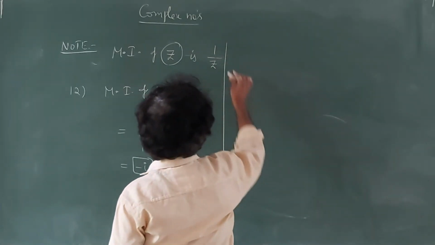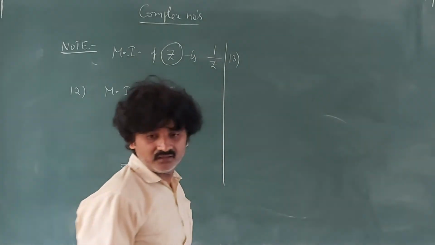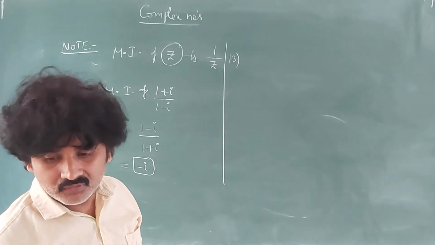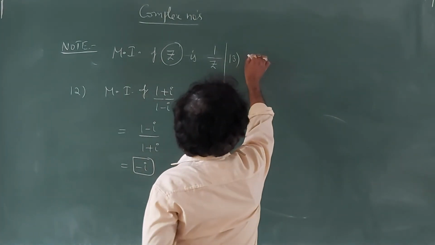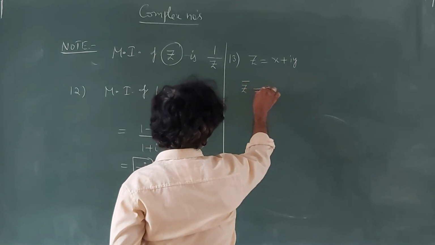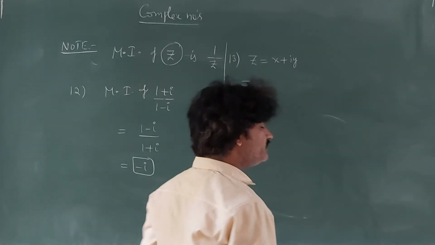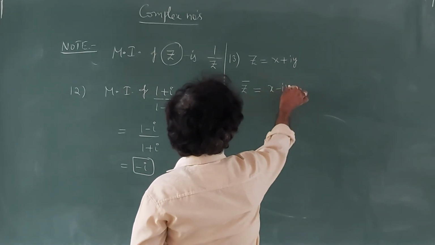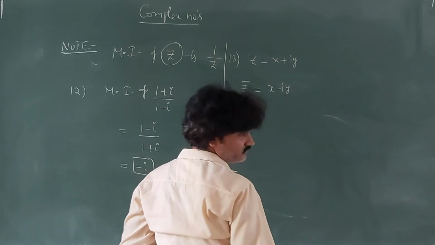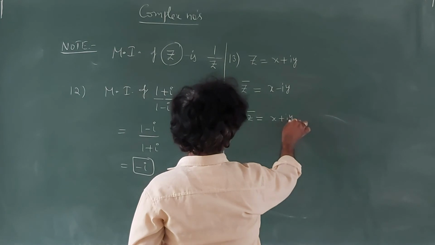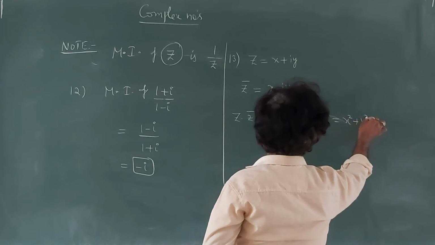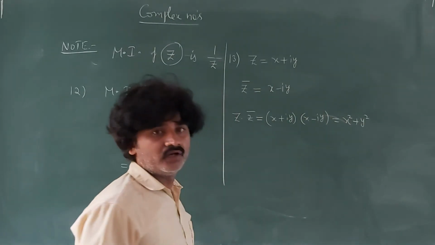The 13th is also a small problem. What is the question they give? Z equal to x plus iy, then z into z bar equal to 0 if and only if. See, z equals x plus iy, then all of you know z bar means its conjugate. So the conjugate of x plus iy is x minus iy. If you multiply z into z bar, (x plus iy) into (x minus iy), always how much do we get? Right, x square plus y square.